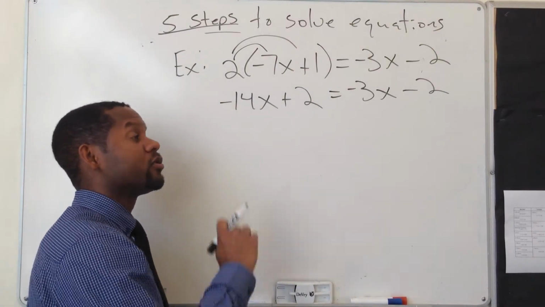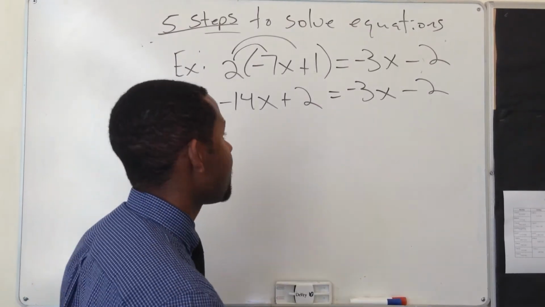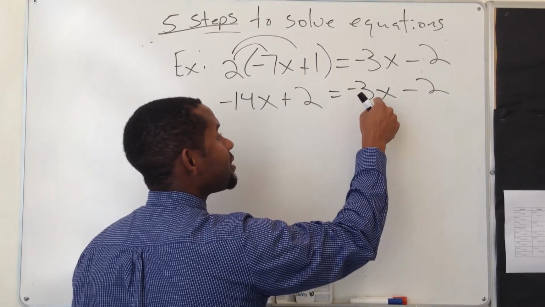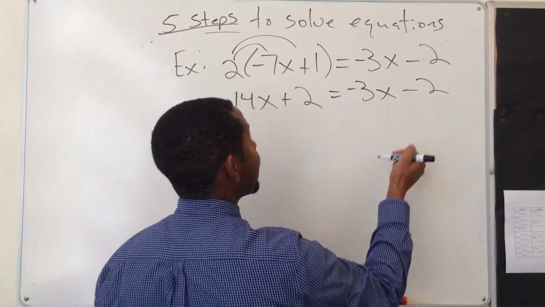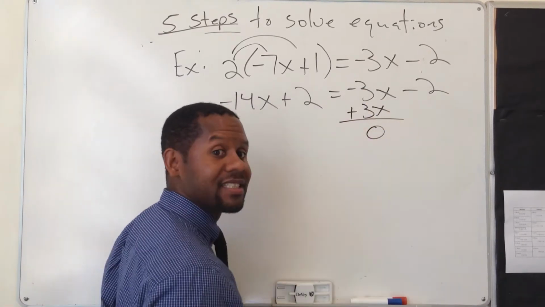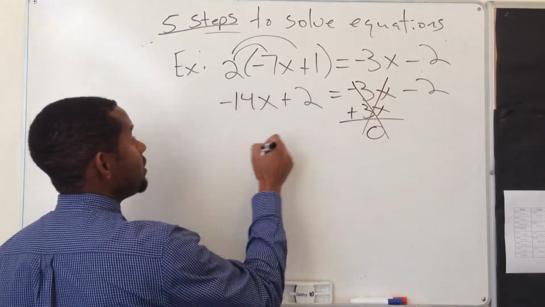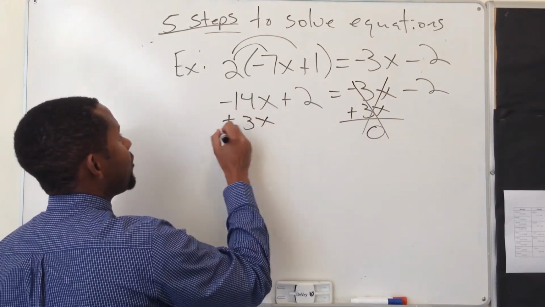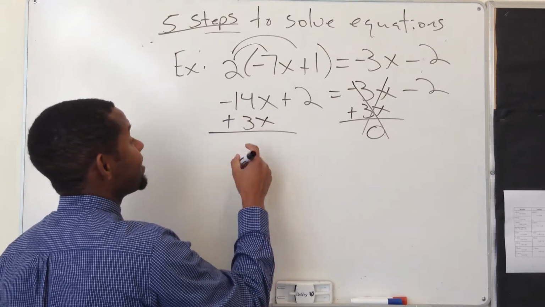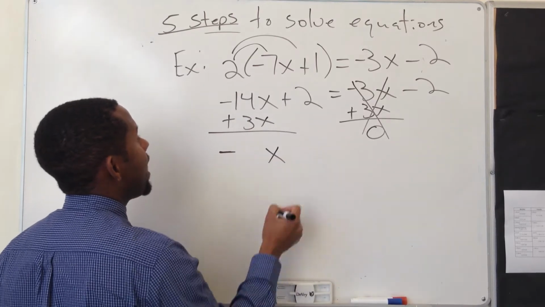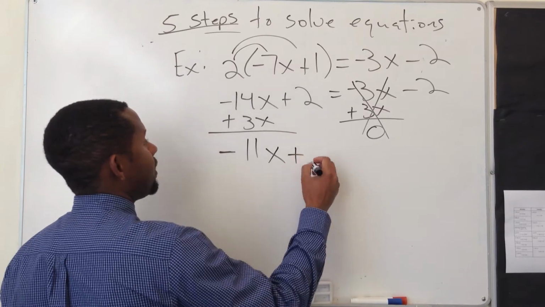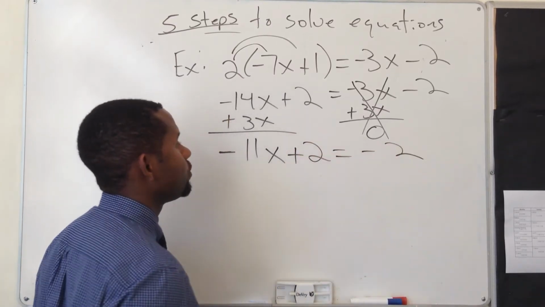Third, move all my variables to one side and all my constants to the other. I don't want variables on both sides, so I need to get rid of this. I want this number to be 0. The only way I can turn -3x into 0 is to add 3x. -3x plus 3x is 0. So if I added 3x, I add 3x. I owe you 14 x's and I only have 3 x's. I cannot pay you back, so I still owe you 11 x's. So I get -11x plus 2 equals -2.